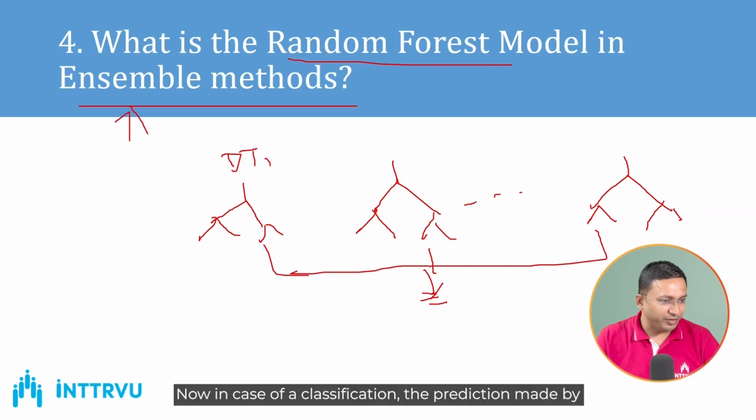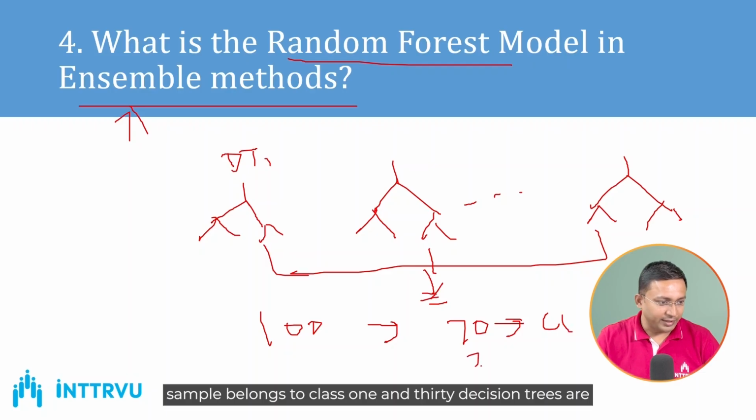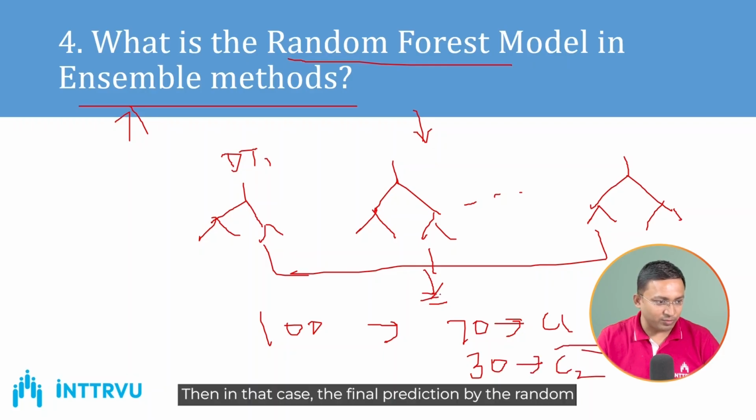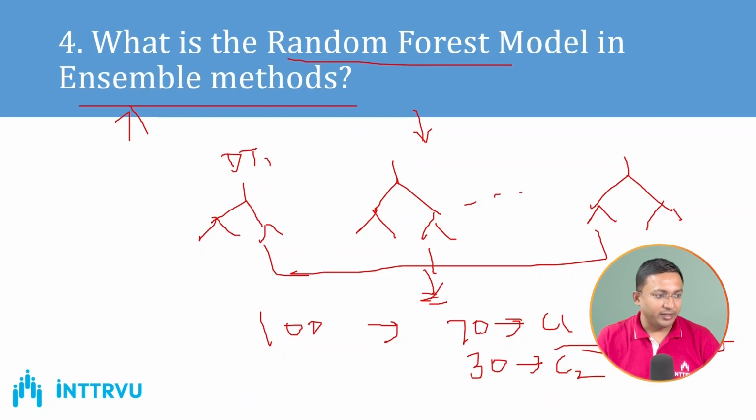Now in case of classification, the predictions made by all the decision trees are combined based on voting. So let's say that we have 100 decision trees and out of that 70 decision trees are saying that the sample belongs to class 1 and 30 decision trees are saying that the new data point that you are giving belongs to class 2. Then in that case, the final prediction by the random forest model would be that the sample belongs to class 1 with probability 0.7 because 70% of the decision trees are predicting it to belong to class 1. In case of regression, the average value of all the predictions is taken.